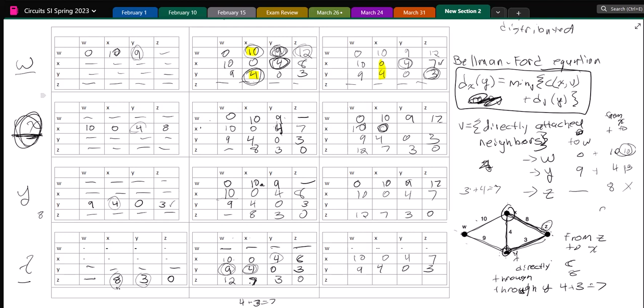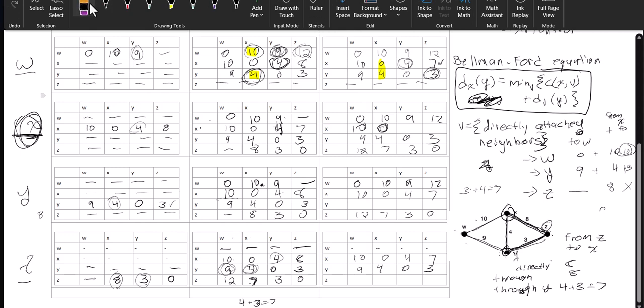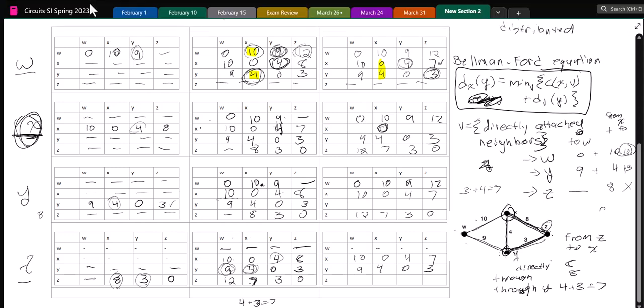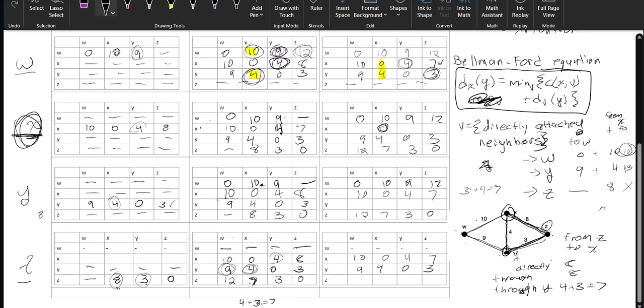Except, was I doing the right one? I don't know what I just did. Redo that one. So we're going from x to w. From x to w, our current cost is 10.